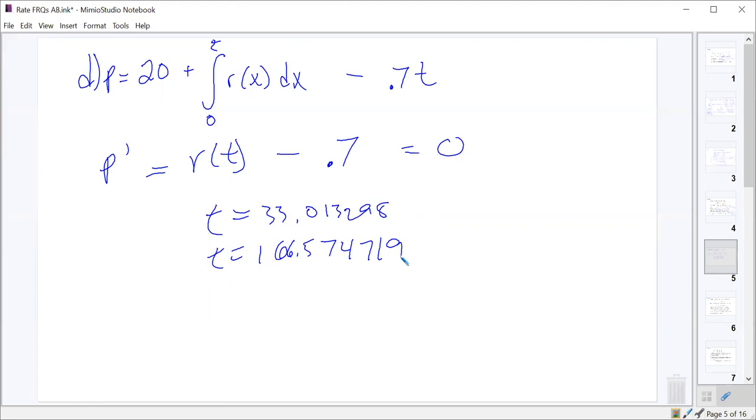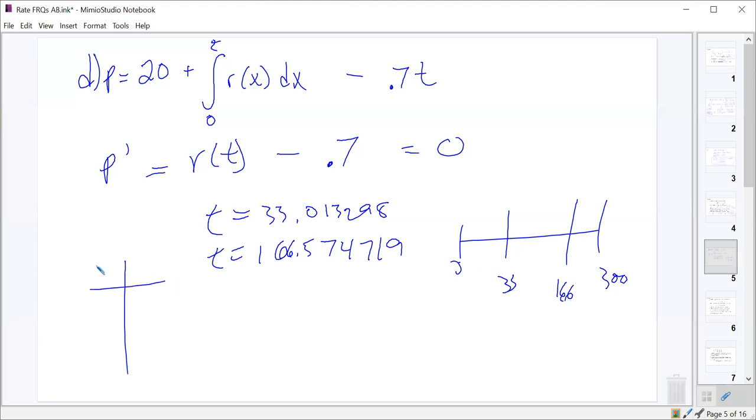Now, in this case, a sign chart's not really going to help us out, because if I try to put both of these on a sign chart with my endpoints, I'm either going to find that it does this, right? And my minimum could either be at 0 or at 166, or I'm going to find that it does this, and that my minimum is either at 33 or at 300. So really what we need to do is figure out the value of the number of people in the line at each of these 4 places, and then we should be good. So here's t values, here is values of P: 0, 33 point whatever, 166 point whatever, and 300.